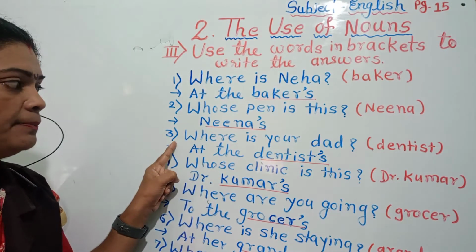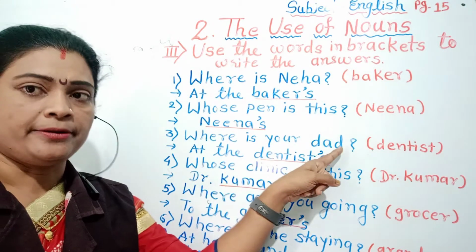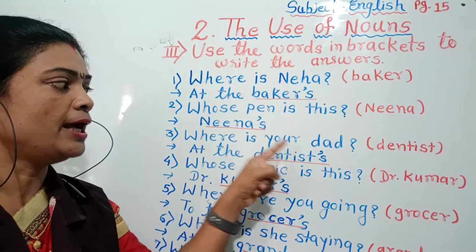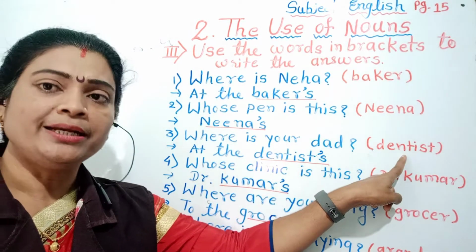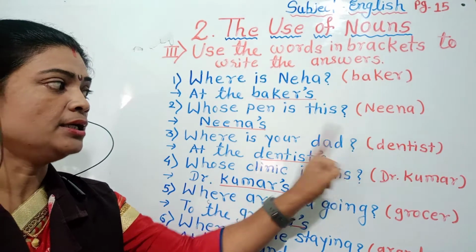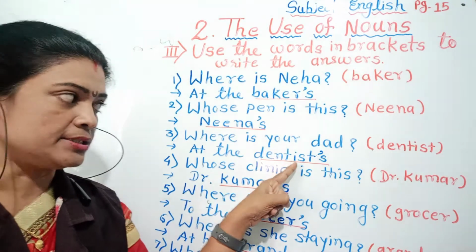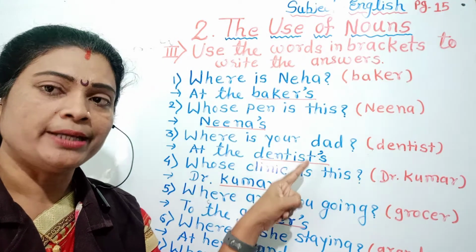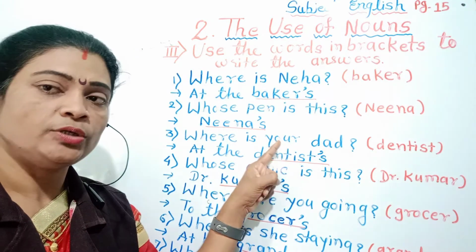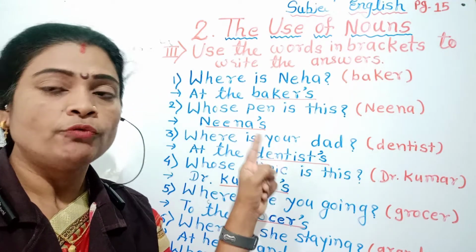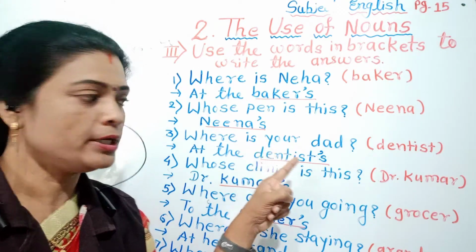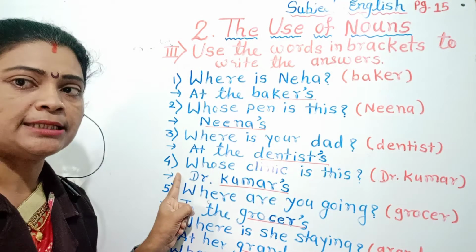Then the third example, where is your dad? Place is indicated here. In the bracket there is given dentist. It shows place. So we can write this answer in this way, at the dentist's. We are using apostrophe s here. Why? Because here it also indicates place. We know that we use apostrophe s to show the place or work.